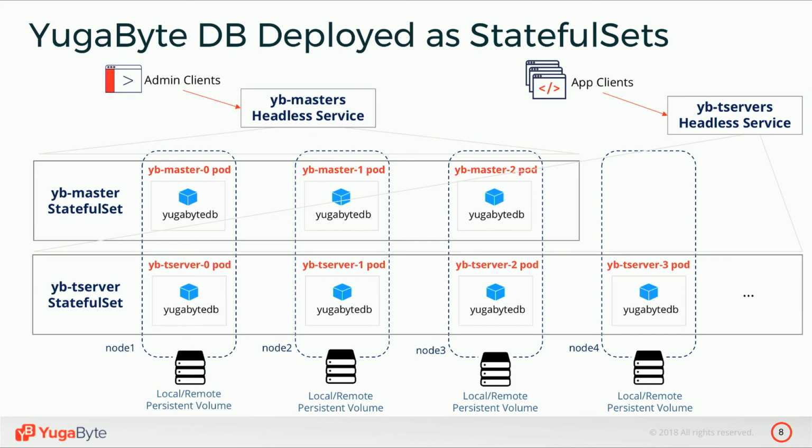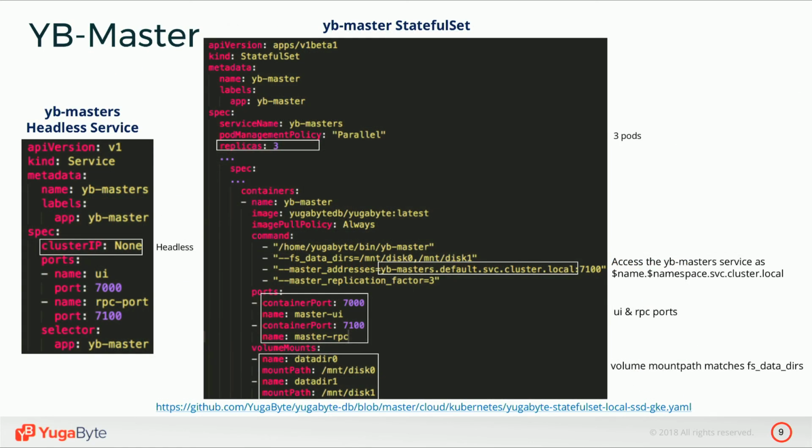Okay, so the app clients talk through the YB T-server headless service, and the admin clients, like for creating masters, or internally the T-servers talking to the master, happens through the YB master headless service. So let's go right in.